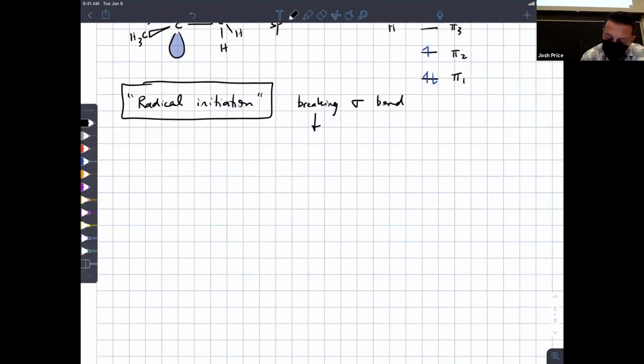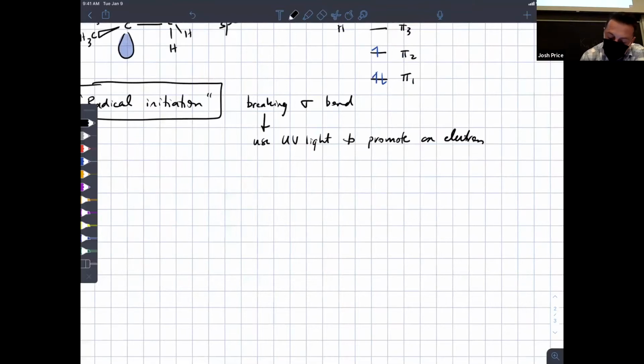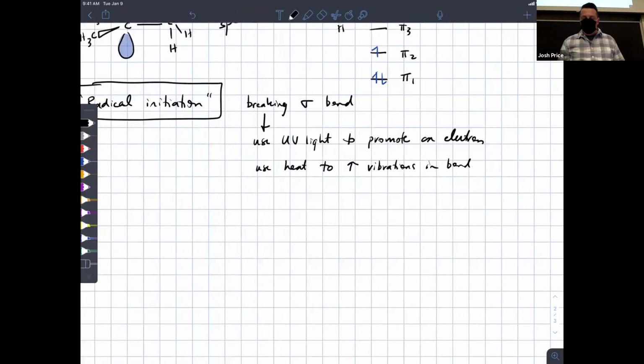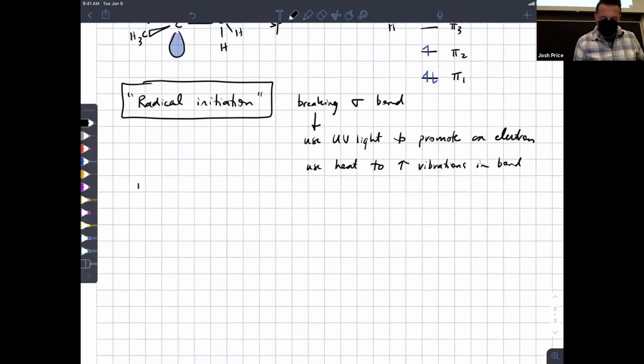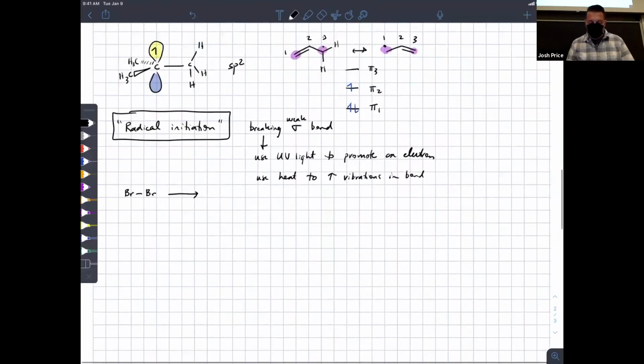Well, you've got two strategies. You can use UV light to promote an electron from a bonding orbital to an anti-bonding orbital and then break a bond. Or you can use heat to increase vibrations in the bond to the point that the spring snaps and the two atoms end up far away from each other. A typical scheme for initiating radical chemistry is to start with something that has a weak sigma bond. The bond between bromine atoms in Br2 is weak. That's why we use it as an electrophile. And if you add UV light, you can make the bond break.